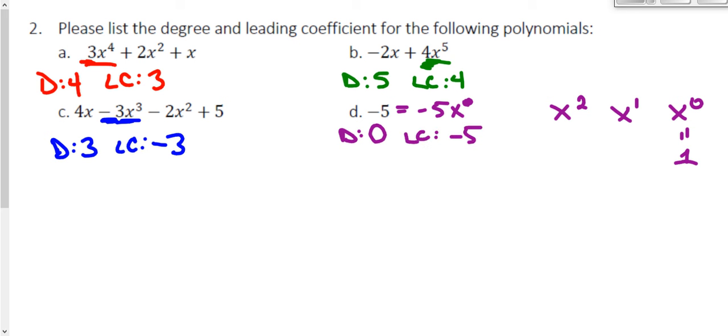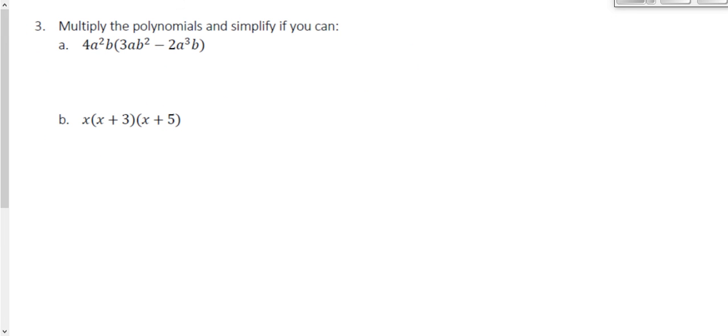Question 3, we have to multiply polynomials. So let's see how we would do that. When I multiply polynomials, for example, 2x times 3x, I get 6x squared. And that's because I can multiply the coefficients together to get 6, and then I can multiply the variables together separately to get x squared.